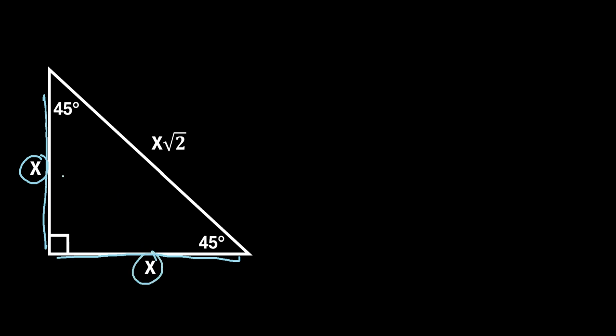And if these two sides have a length of x, then the hypotenuse, the longest side of the triangle, must have a length of x times the square root of 2. So this is the relationship between the sides. Knowing this, let's work through a few problems where we're given the side length of one of the sides of the triangle and we have to find the other two side lengths.